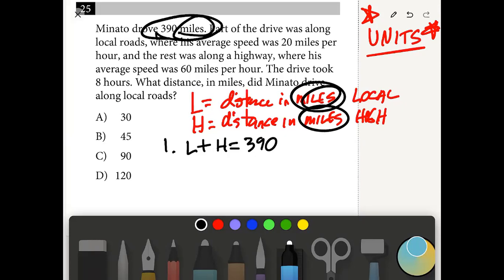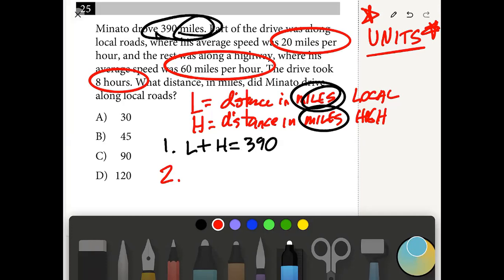Now, since I have two variables, that means that I need two equations. So what's my second equation going to be? Now, this is the part where a lot of students would struggle. They will see the 20 miles per hour, they'll see the 60 miles per hour, they'll see the 8 hours, and they'll go like, dang, how am I going to make those work? How do those go together, or do they go together? They do go together, but we're going to have to do some things.